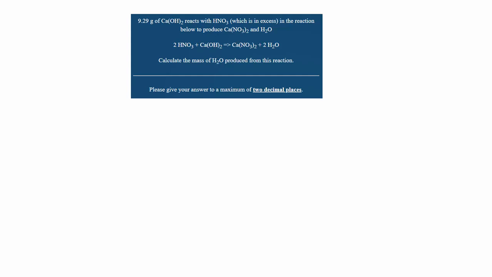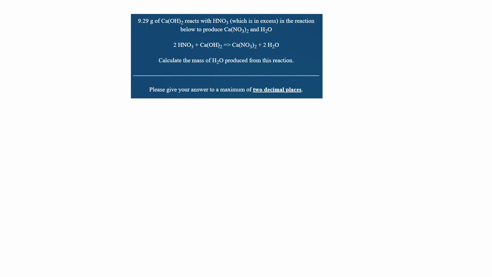Okay, so in this question, we've been presented with, effectively, calcium hydroxide reacts with HNO3, which is in excess, and this produces CaNO3 and H2O. So in this case, we need to work out the mass of H2O which is produced from this reaction, right?